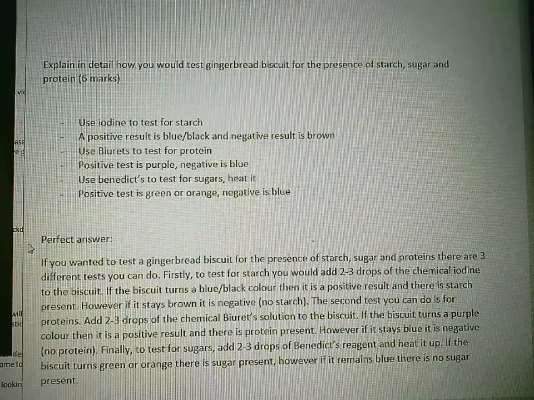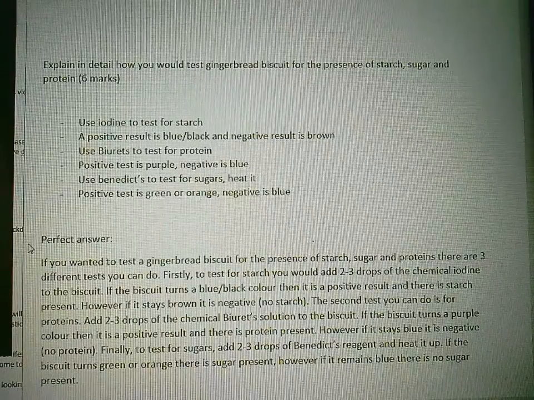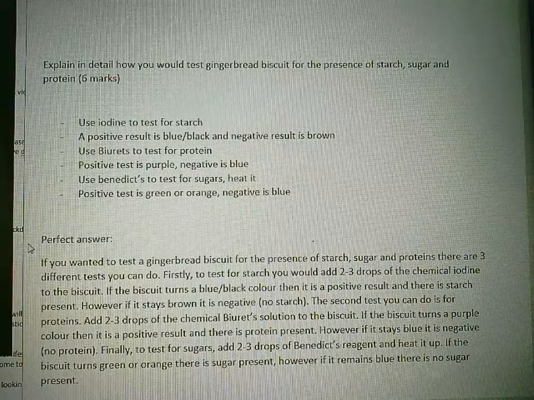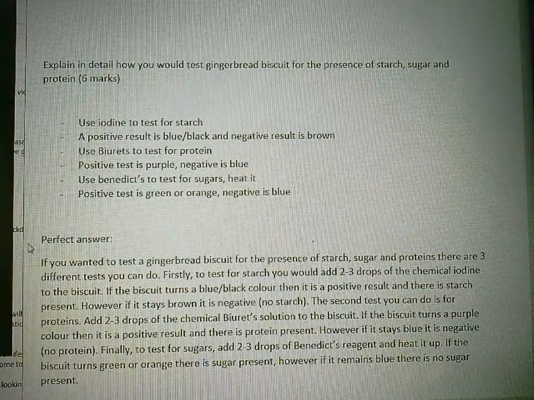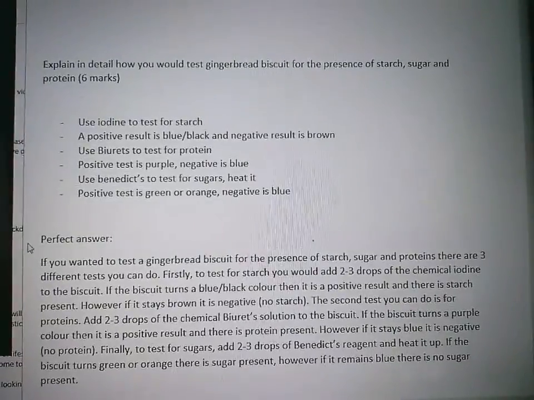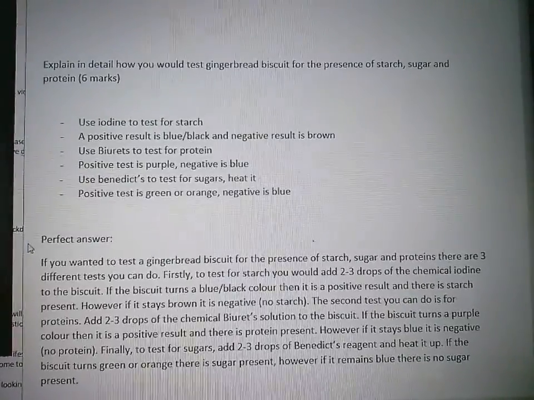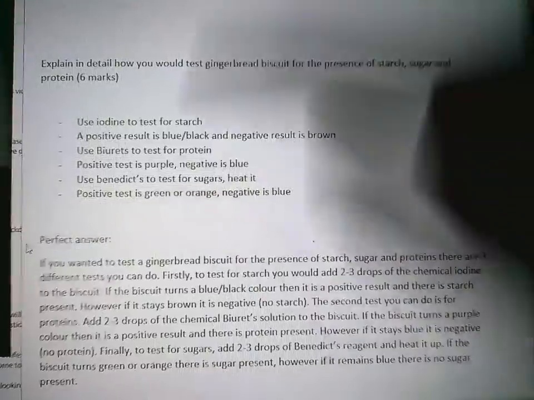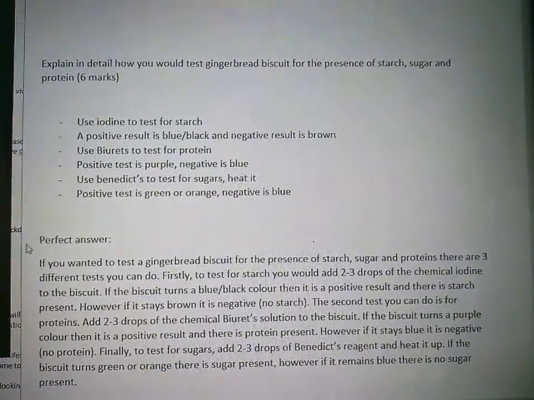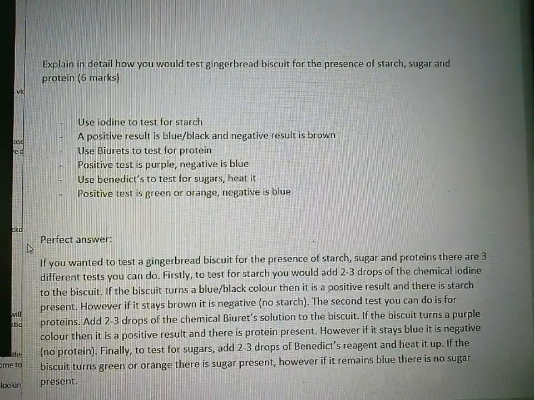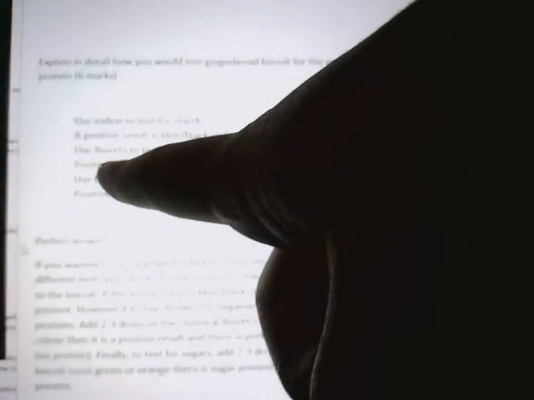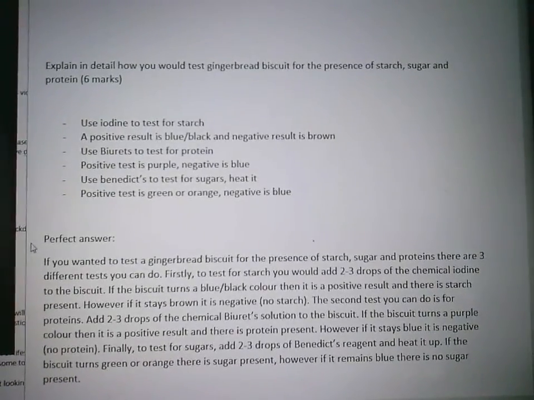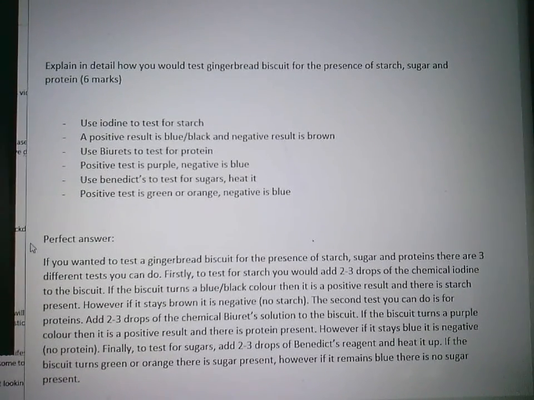Now, just to remind you, the question was to explain in detail how you would test gingerbread biscuit for the presence of starch, sugar and protein, and it was a 6-mark question. Now the points that you're looking to hit are the below 6 here. So basically it's the name of the chemical followed by what the result would look like. So if you're testing for starch, we're using iodine. The results are going to be blue-black for a positive result and brown for a negative result.